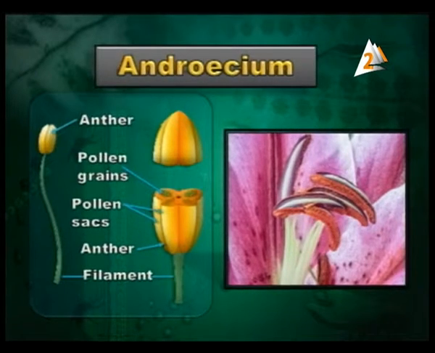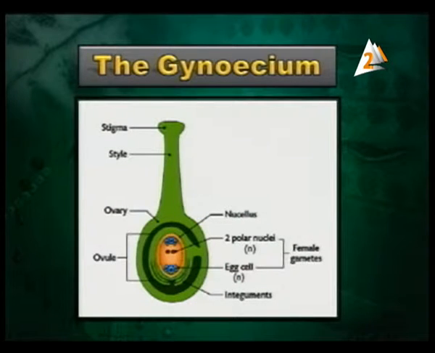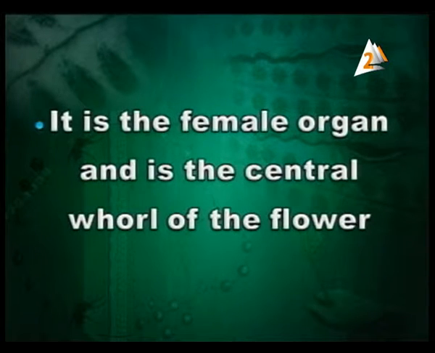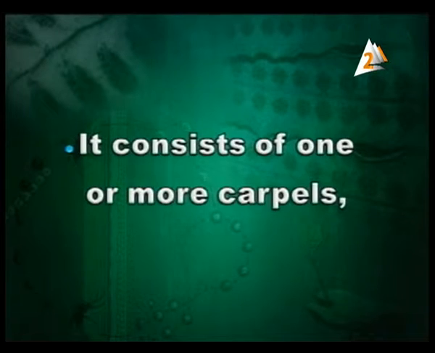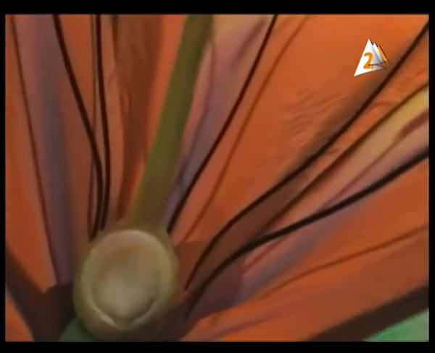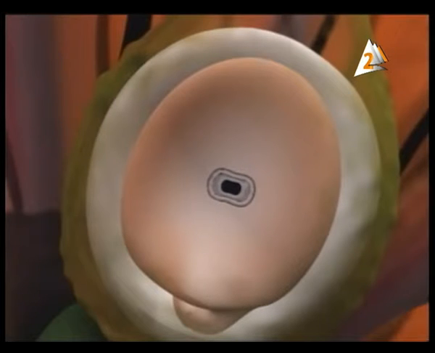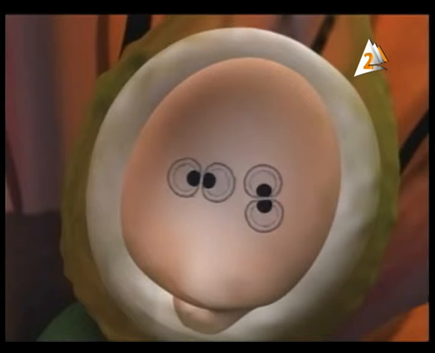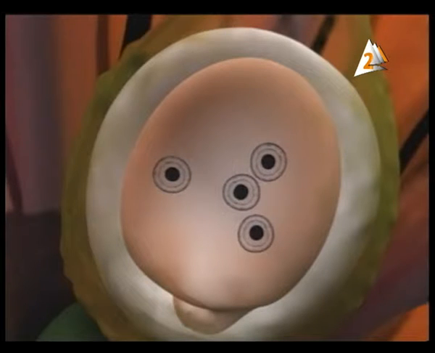The second reproductive part is called gynecium, which represents the female organ and is the central whorl of the flower. So at the center of the flower we are going to find the gynecium, which is formed of one or more carpels. Each carpel consists of a swollen part at the base, called the ovary, connected with a thin neck called the style, and the style ends with a part called the stigma, which is generally sticky.